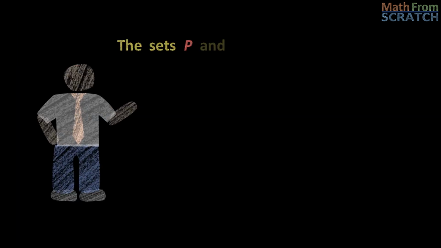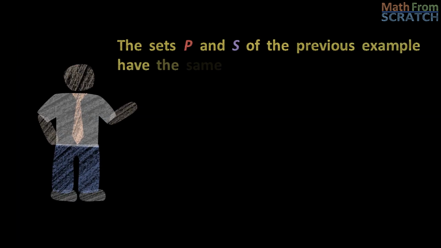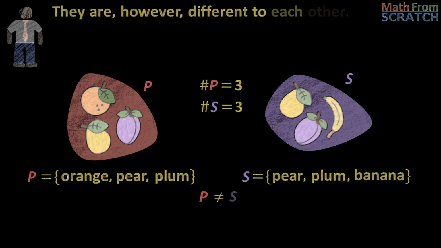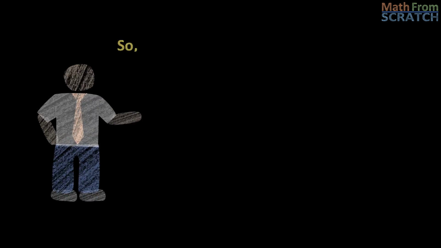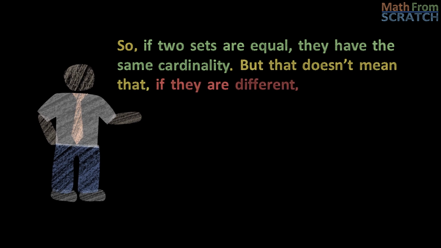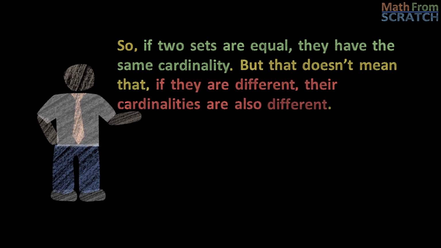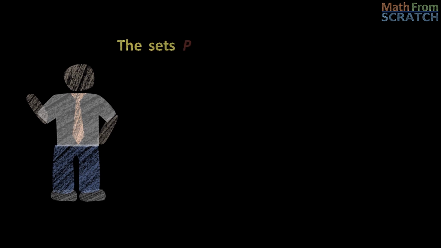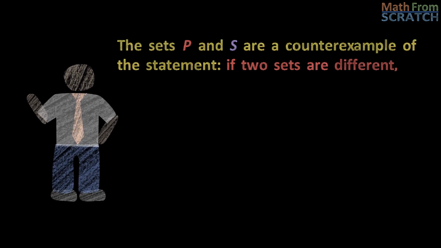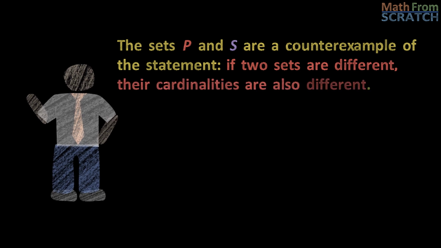The sets P and S of the previous example have the same cardinality. They are, however, different to each other. So, if two sets are equal, they have the same cardinality. But that doesn't mean that if they are different, their cardinalities are also different. The sets P and S are a counterexample of the statement, if two sets are different, their cardinalities are also different.